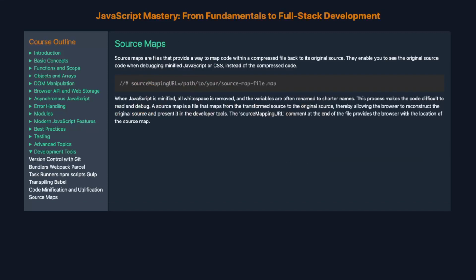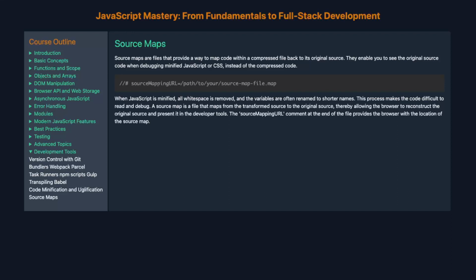Source maps. Source maps are files that provide a way to map code within a compressed file back to its original source. They enable you to see the original source code when debugging minified JavaScript or CSS, instead of the compressed code. When JavaScript is minified, all whitespace is removed, and the variables are often renamed to shorter names. This process makes the code difficult to read and debug.